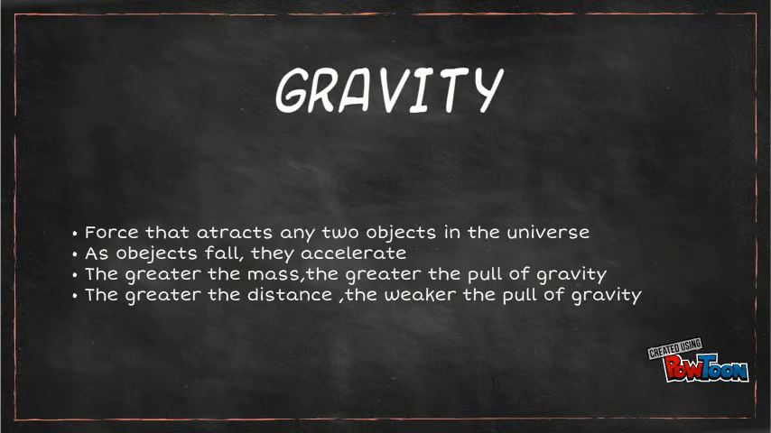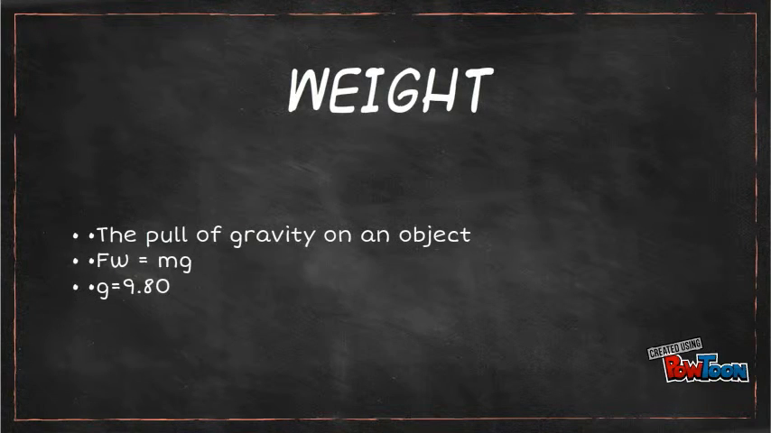Gravity: force that attracts any two objects in the universe. As objects fall, they accelerate. The greater the mass, the greater the pull of gravity. The greater the distance, the weaker the pull of gravity. Weight: the pull of gravity on an object. Fw equals mg. G equals 9.8.